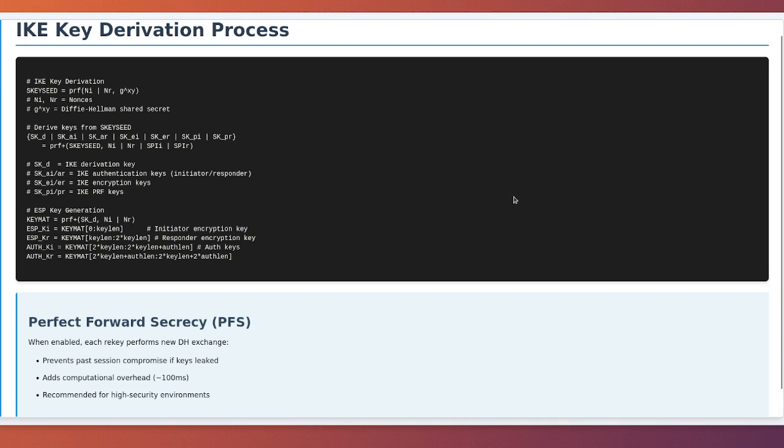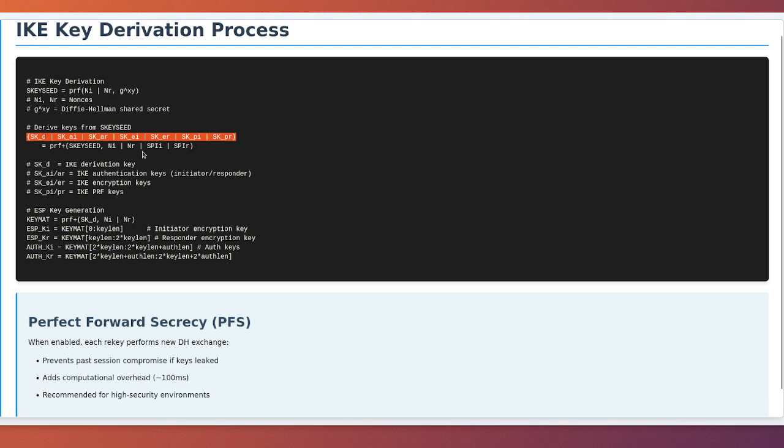IKE uses a process called key derivation to generate multiple keys from a shared secret. During the IKE negotiation, both endpoints perform a Diffie-Hellman exchange to establish a shared secret that is known only to them. This shared secret, combined with publicly exchanged nonces and other values, is fed into a pseudo-random function or PRF to generate a master key called SKEYSEED. From this master key, IKE derives all the keys needed for both the IKE SA itself and the subsequent IPsec SAs.